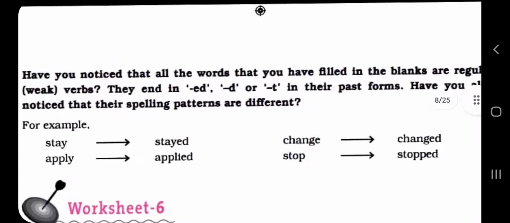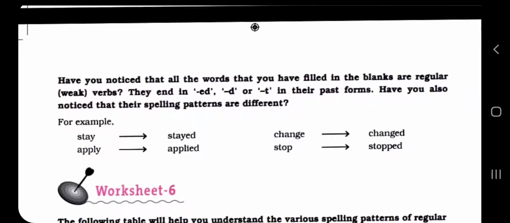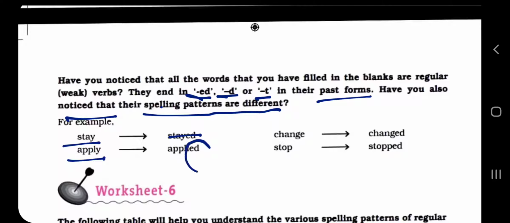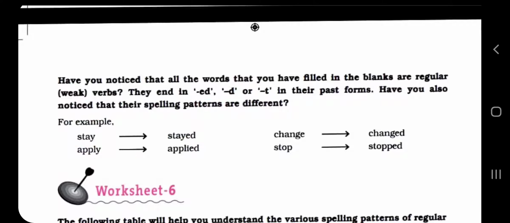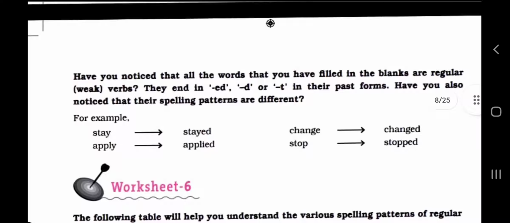Now see here, have you noticed that all the words that you have filled in the blanks are regular verbs? They ended in ed, d or t in their past forms. Have you also noticed that their spelling patterns are different? Stay, stayed, applied. We are not writing "applyed"; instead of this we have ied. See the difference: ied instead of ed, but here stop is stopped. See the difference in the spelling.